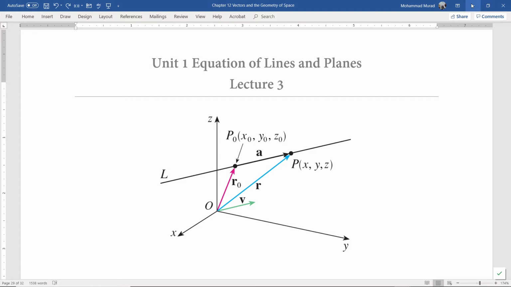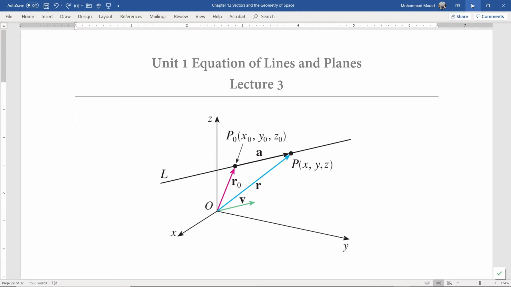In this lecture, we're going to apply the concept of vector to construct the equations of lines and planes in 3 dimensions. Let's begin our discussion with line.